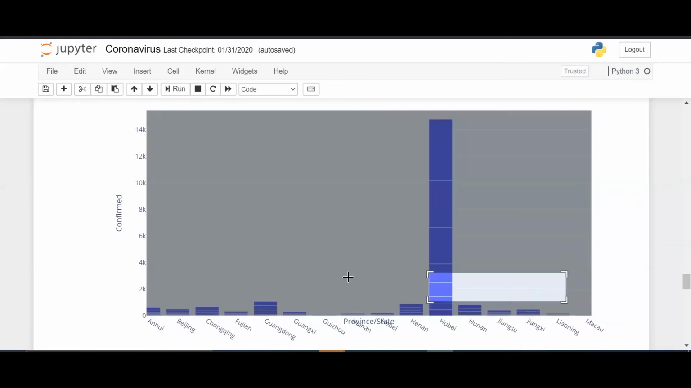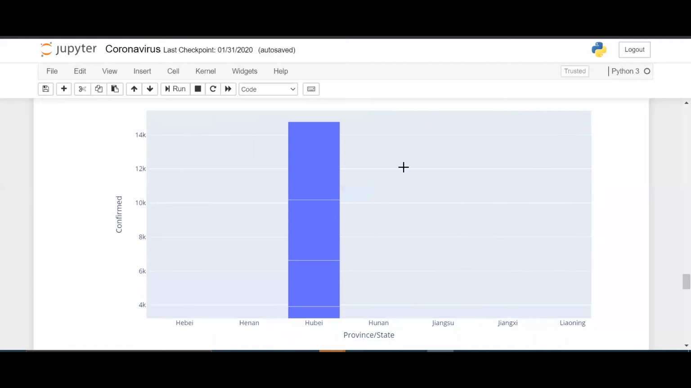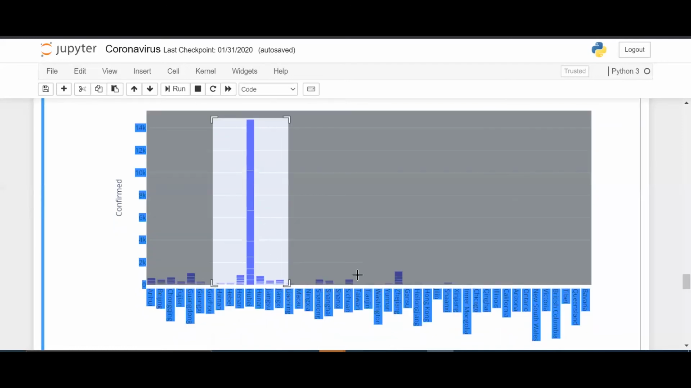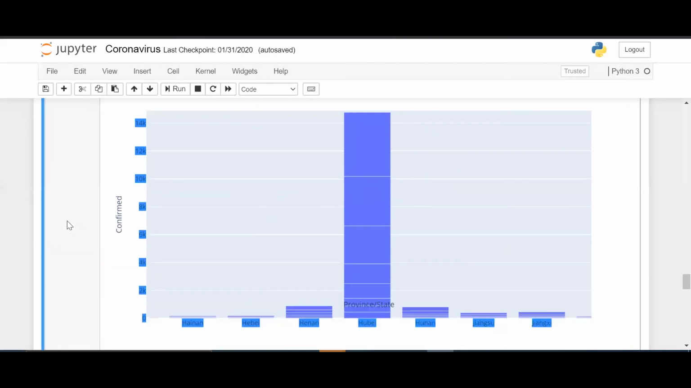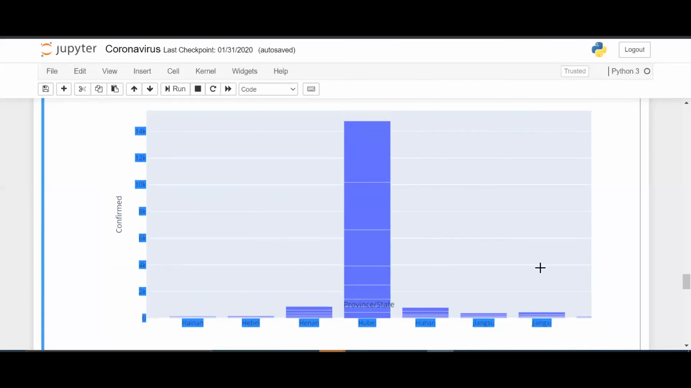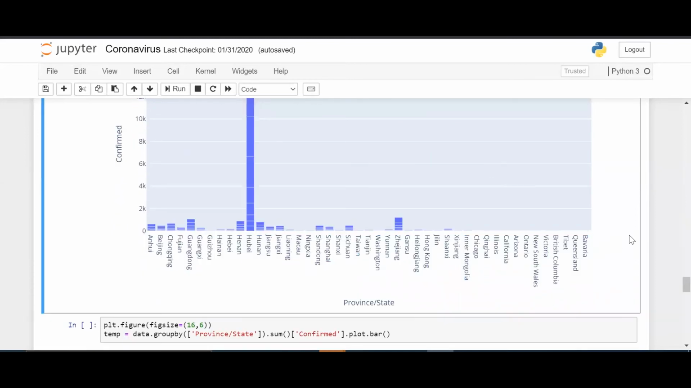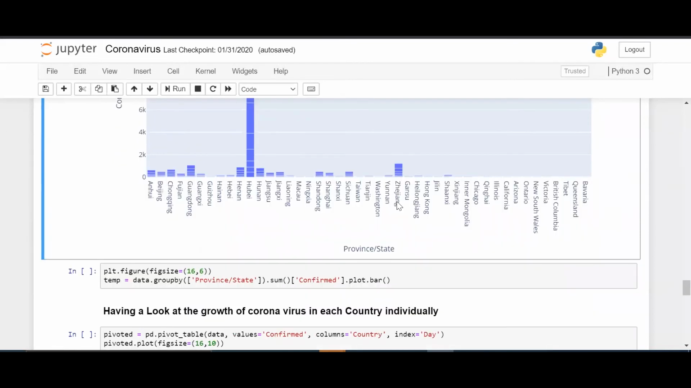For example, let's say Hubei and Henan are having a lot of cases. So how do we do it? So this is one of the ways to understand data and interpret them using Plotly. Here the province and the confirmed counts.